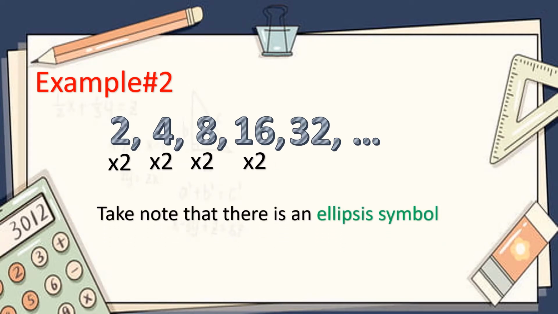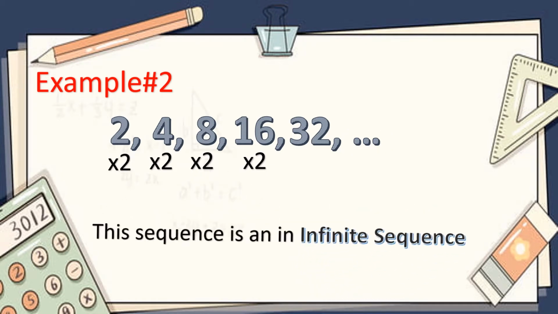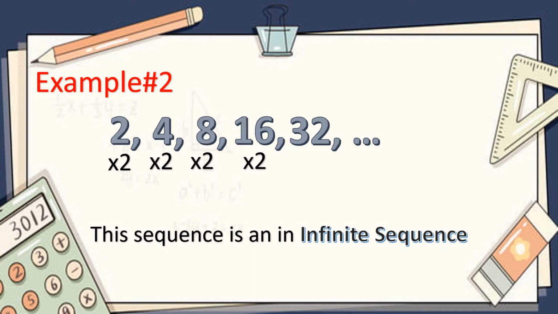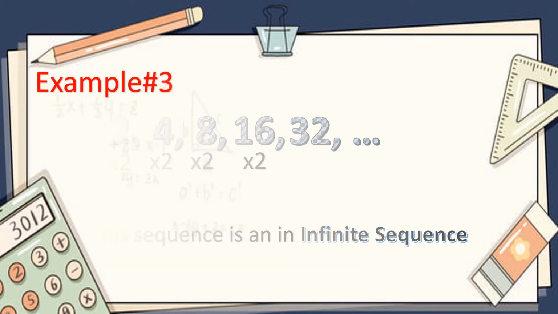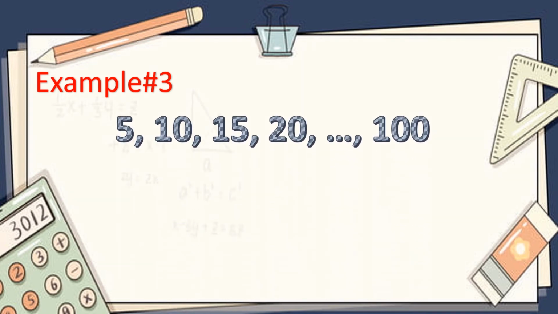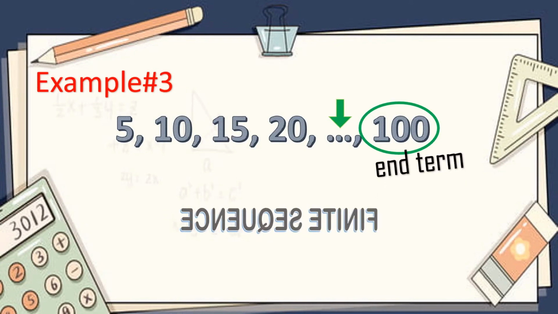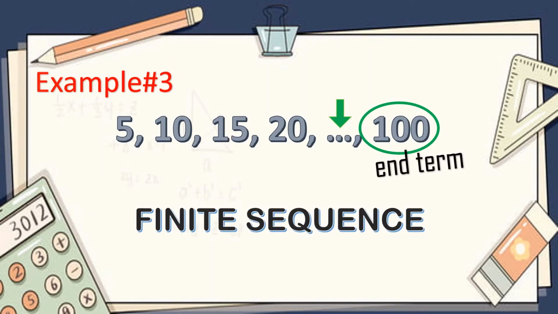Take note that there is an ellipsis symbol. In this sequence, it means that there are more elements after 32. And we cannot count how many elements are there. Therefore, this sequence is an infinite sequence. Another example of sequence is 5, 10, 15, 20, up to 100. There is a symbol of ellipsis here, but there is an end term. Therefore, we can consider this sequence as a finite sequence.